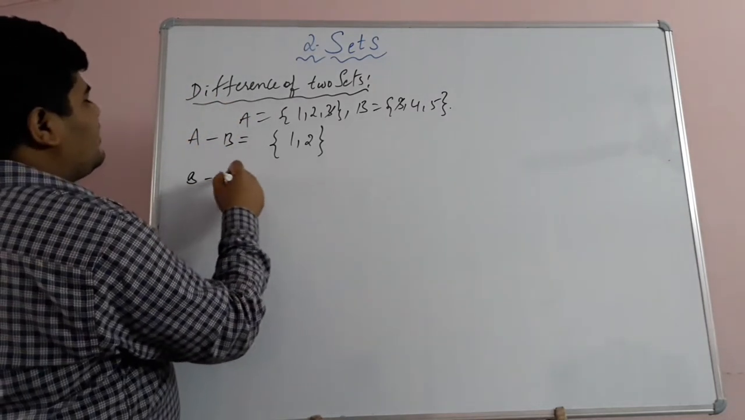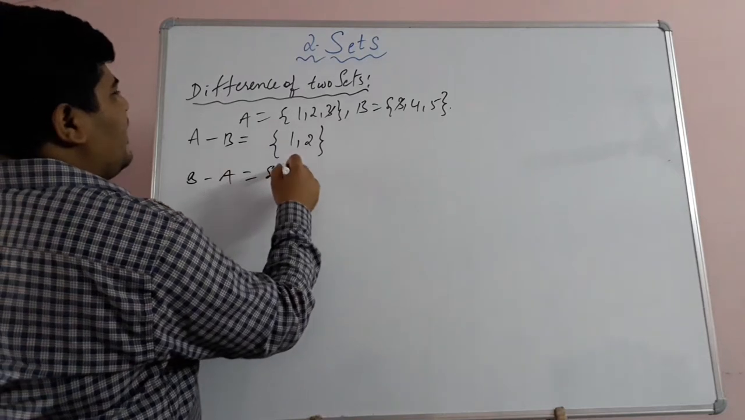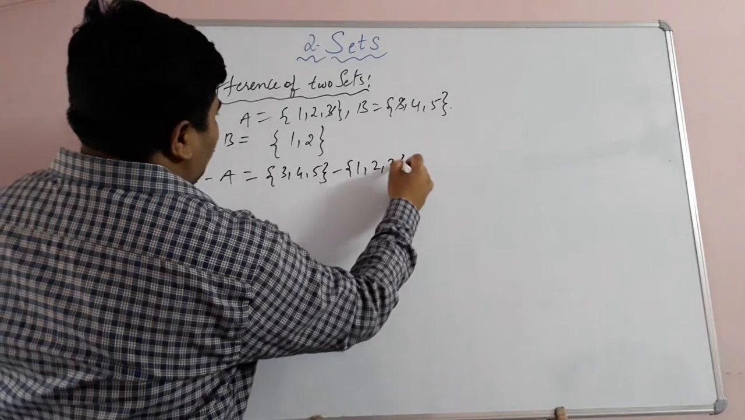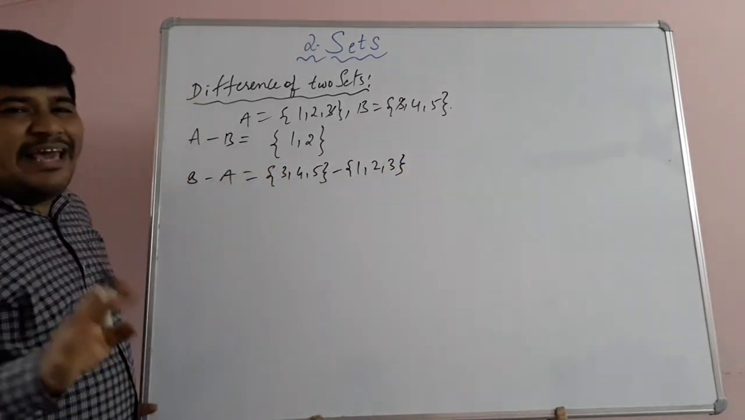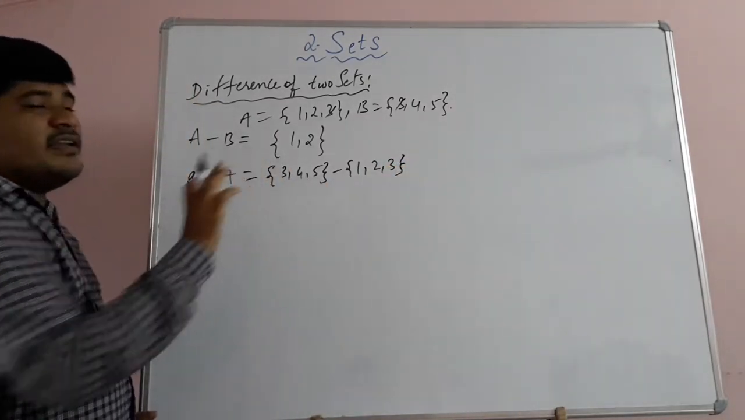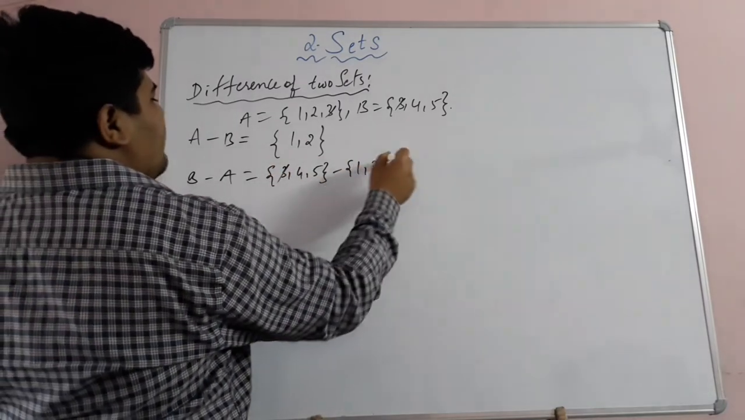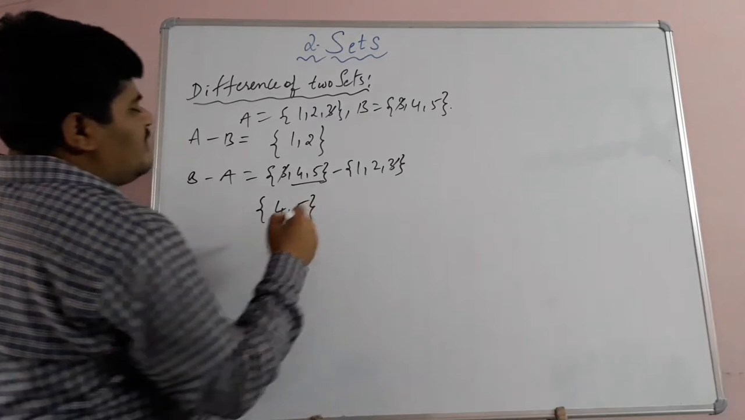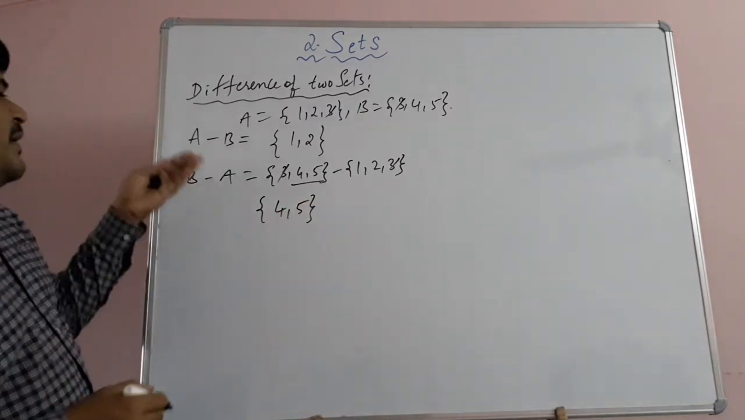And B minus A can be written as, suppose B is 3 comma 4 comma 5, minus A is 1 comma 2 comma 3. Element should be there in B, not in A. So 3 and 3 common, children, cut it. So what are the elements there in only the first side? 4 comma 5. So this is B minus A, children. A minus B, B minus A.